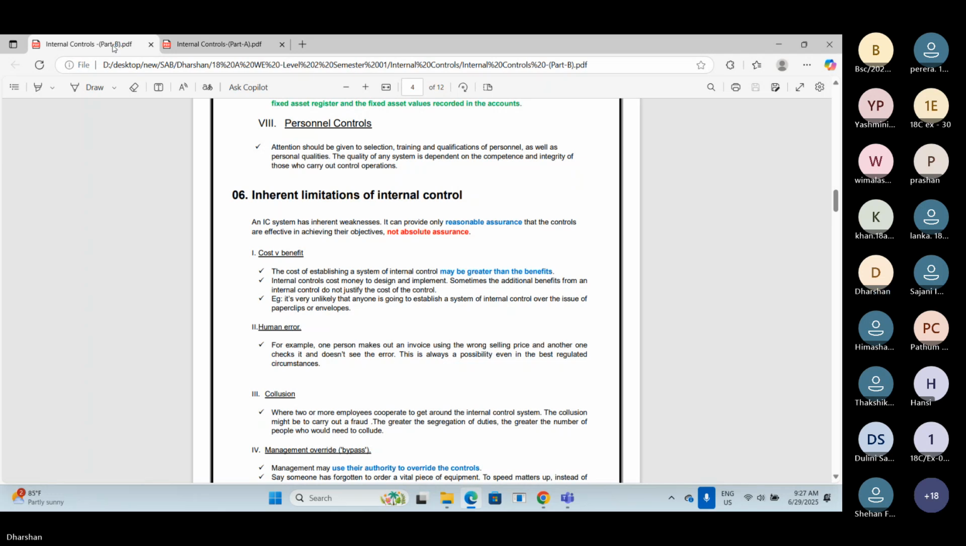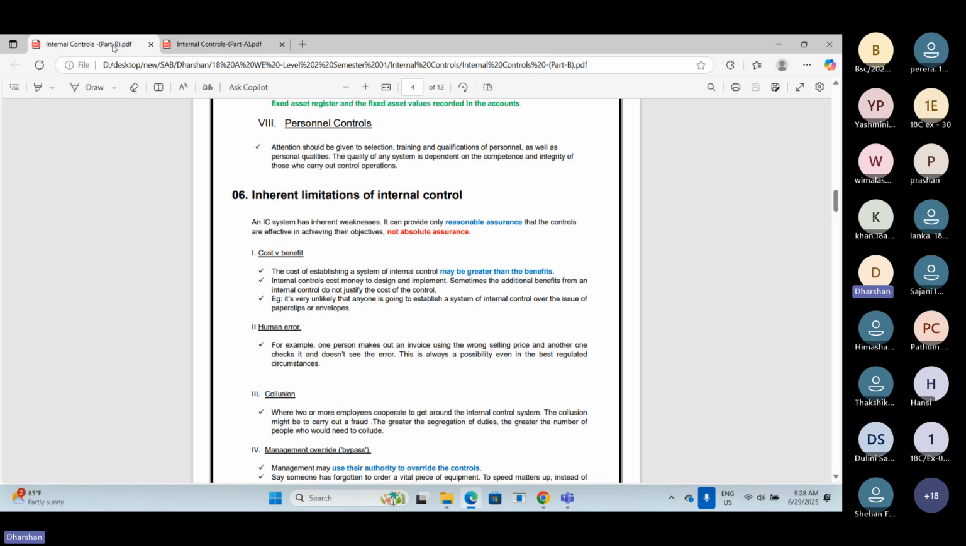Then if you take controls of processes, the first point you should remember is that there are a lot of processes in the organization. Forget about the controls. Just keep processes in mind. A lot of processes are there in the organization. For discussion purposes, just imagine a lot of processes are there in the organization.